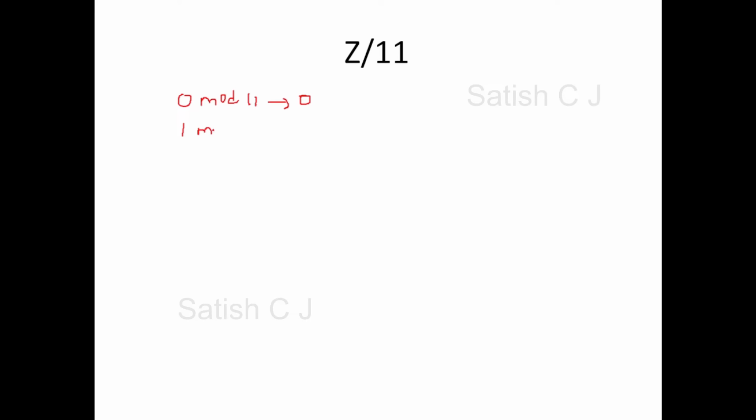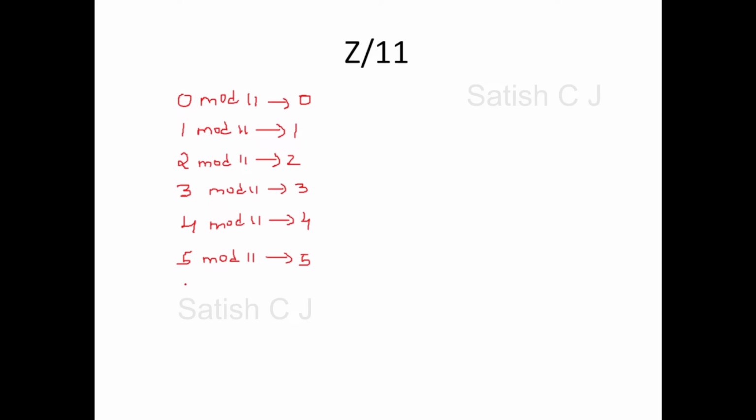Let's take 1. What is 1 mod 11? 1 mod 11 is 1. 2 mod 11 is 2. 3 mod 11 is 3. 4 mod 11 is 4. So you take all the integers and perform a mod 11. 5 mod 11 is 5. 6 mod 11 is 6. 7 mod 11 is 7.